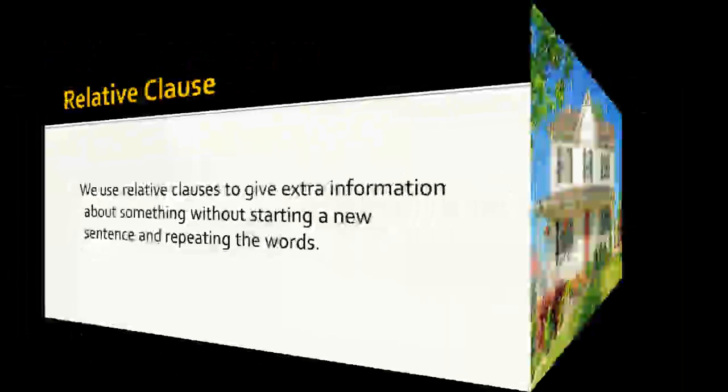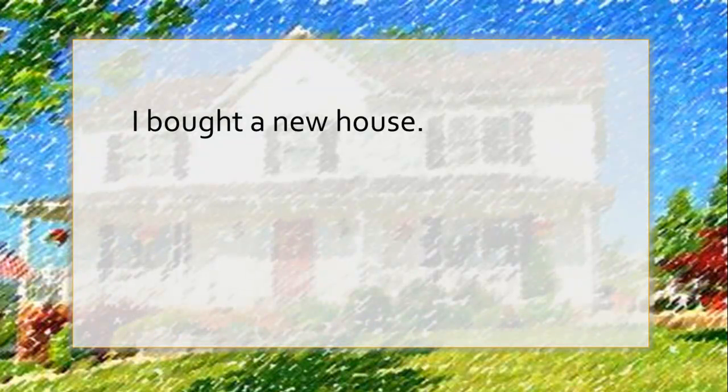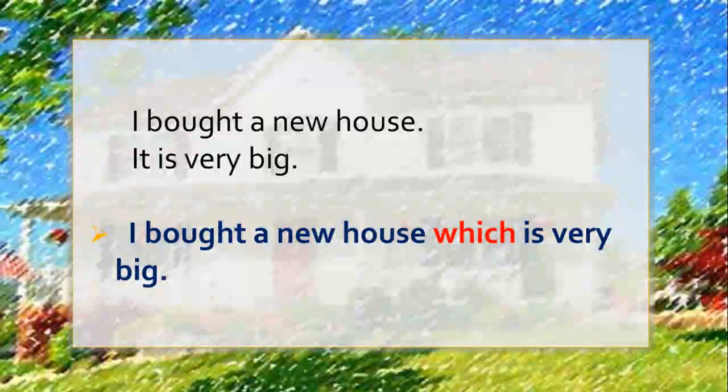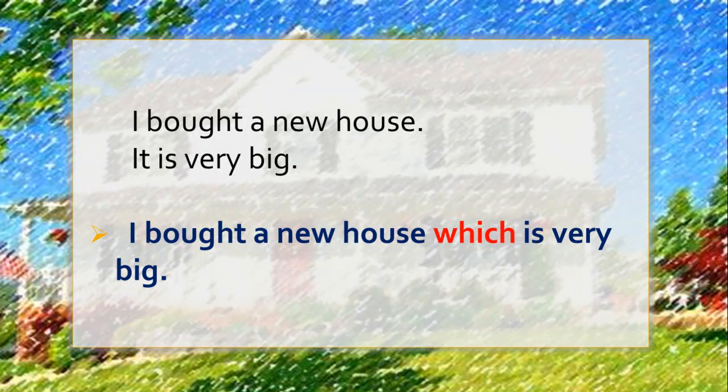Have a look at this beautiful house. It is very beautiful, isn't it? We have two sentences to talk about this house. I bought a new house. It is very big. We can combine these two sentences using a relative clause. I bought a new house which is very big.